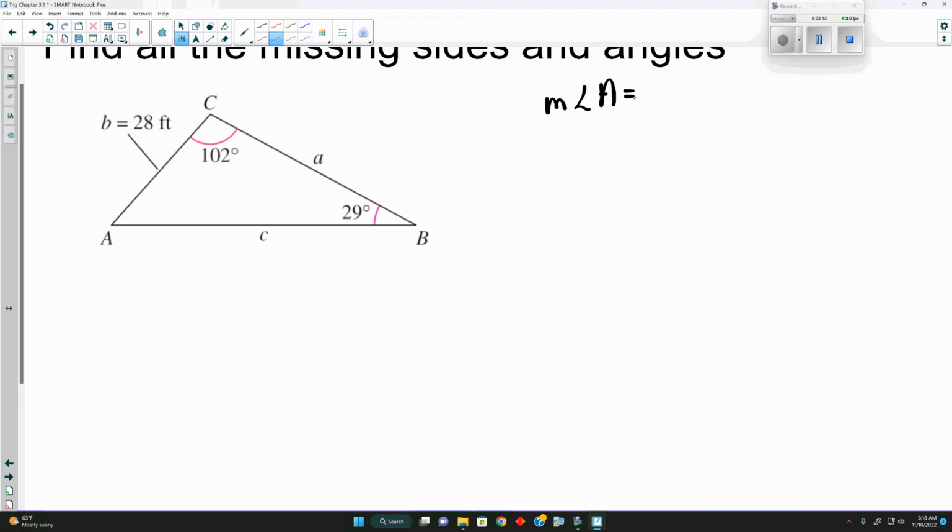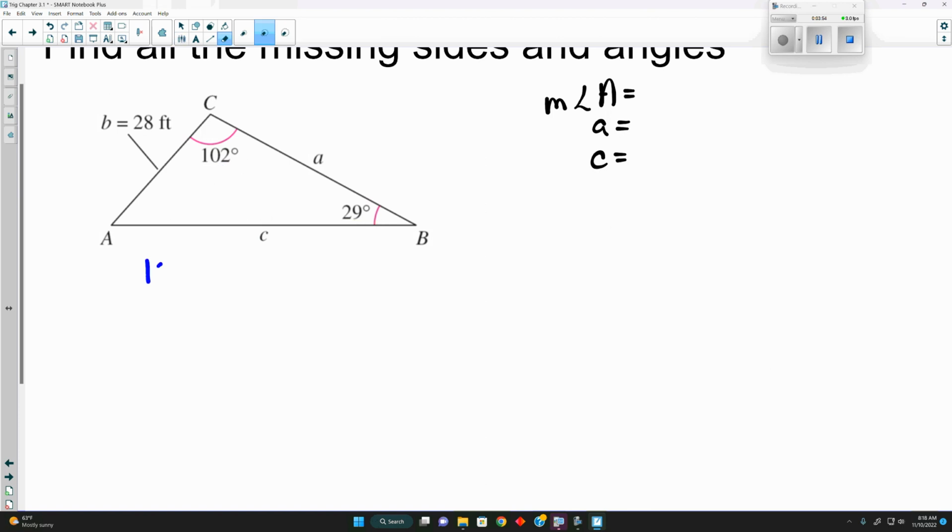Now for this, what's missing is the measure of angle A, side length A, and side length C. So we're missing 2 side lengths and an angle. And the easiest one to find out of all this is going to be the angle. Because the sum of any 3 angles in a triangle is always 180, at least for the Euclidean geometry that we're covering. So what we could do is add these 2 angles together and subtract it from 180.